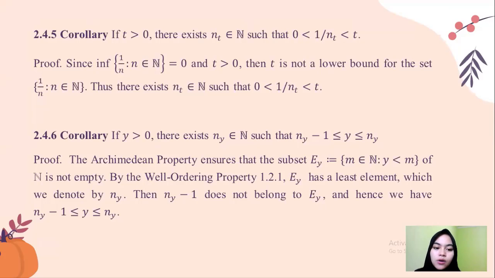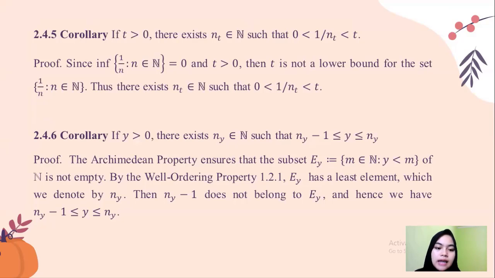And the next is Corollary 2.4.6. If y is greater than 0, there exists n_y an element of the natural numbers such that n_y minus 1 is less than or equal to y, that is, y is greater than or equal to n_y minus 1 and y is less than or equal to n_y.